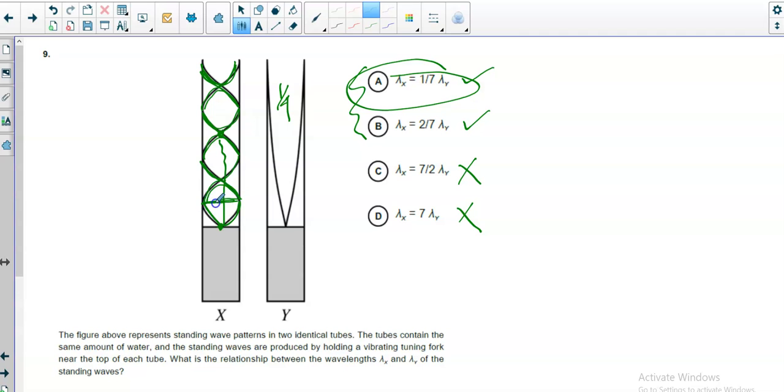This represents this distance right here. This quarter wave is a 7th of this, which makes sense.